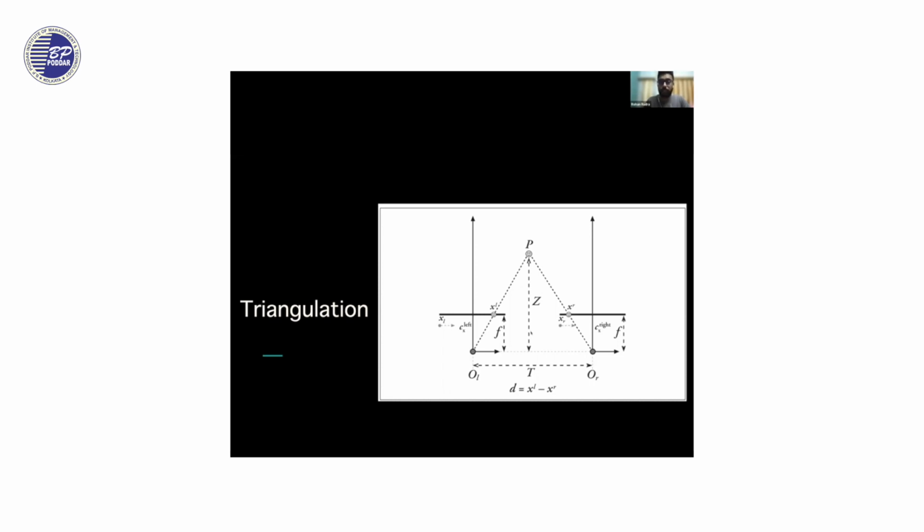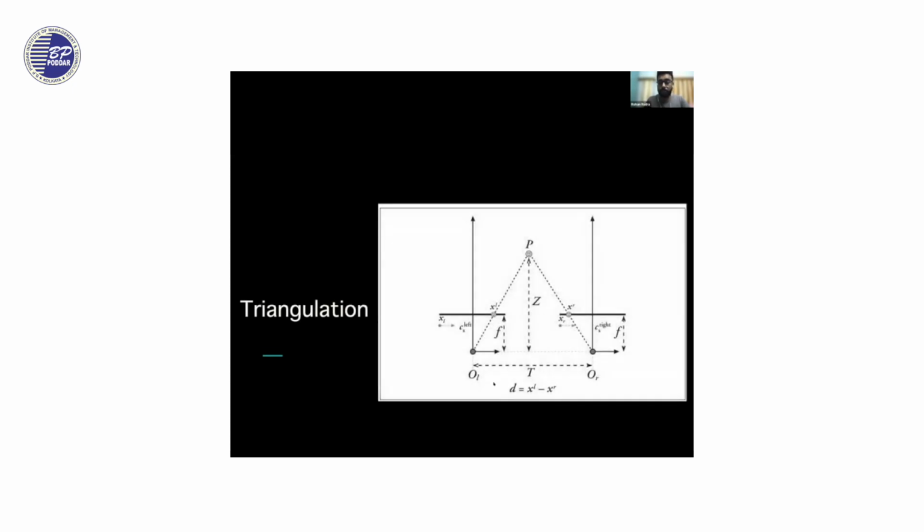Disparity means the difference between the two points, that is the difference between XL and XR, the difference between the projections from the two different cameras. So looking at the formula, you can see here that Z is the depth and XL minus XR, the difference between the two coordinates of the same point in the two different images from different cameras, gives us the disparity. So these two are inversely proportional. And here we have the focal length and the baseline. These two are our constants.